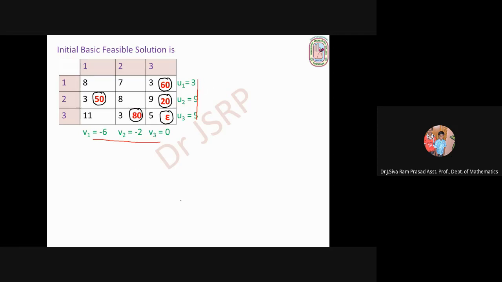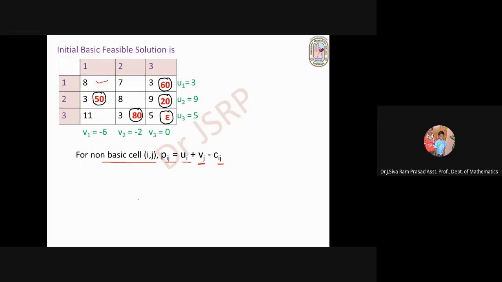After finding U values and V values, what is the next step? Find penalties. For a non-basic cell, you find the penalty. So for a non-basic cell i, j, what is the penalty? Pij is called the corresponding U value plus V value minus the cost of the cell. So Ui plus Vj minus Cij. So this is the penalty. We have to calculate this for each non-basic cell. So what are the non-basic cells? Those other than these circled cells.